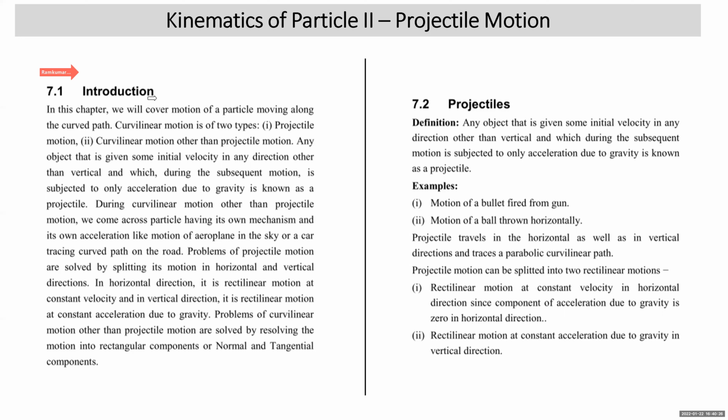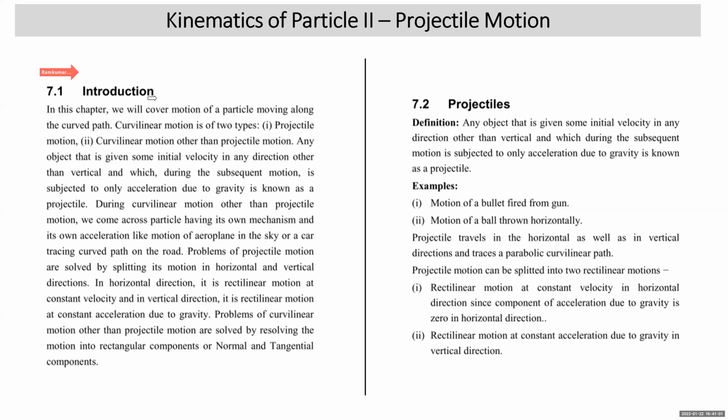Projectile does not have its own mechanism. It is purely under the influence of gravity. All right. So only initial velocity is given in any direction other than vertical, and subsequent motion is under the influence of gravity. Whereas there is another type of problems which we will be covering in my next lecture, that will be curvilinear motion problems other than that of projectile motion. What kind of problems will we cover in the next lecture? Like motion of the aeroplane flying in the sky, motion of the road moving along the curved path, maybe in the horizontal plane or in the vertical plane.